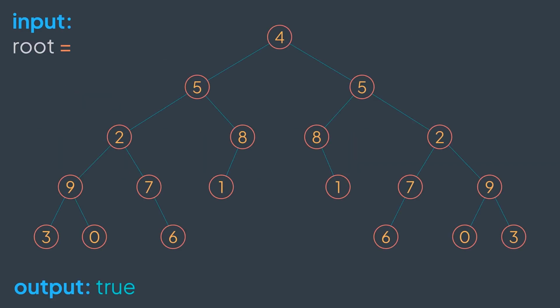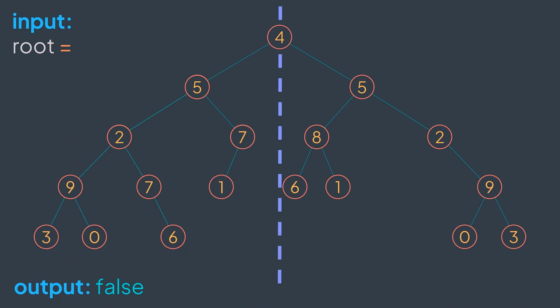For example, this tree is symmetric, because if we take its left part and reverse it, we get its right part. And vice versa, if we take its right part and reverse it, we get its left part. But this one is not symmetric. For example, if we reverse its left part, we don't get the right part.